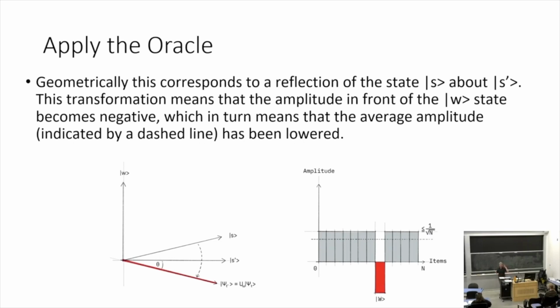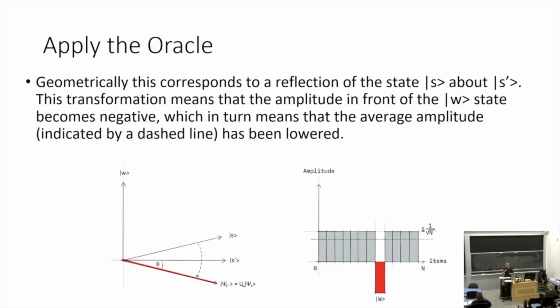Geometrically, what we just did is reflect the state S about S prime, and this transformation means that the amplitude in front of our state W becomes negative. That's what's shown in the bar graph. This in turn means that the average amplitude of the superposition is now less than 1 over square root of n. So it's been lowered, and that's indicated by the dashed line. Okay, so that's the first part of the amplitude amplification.